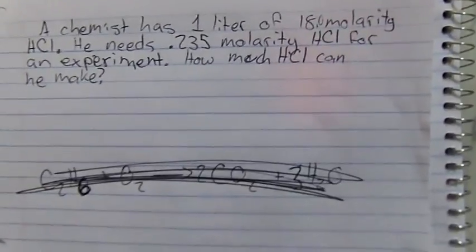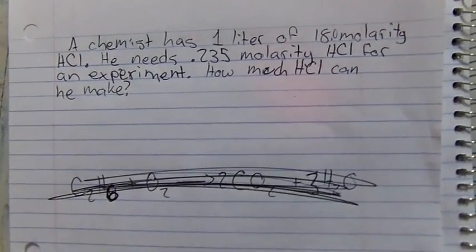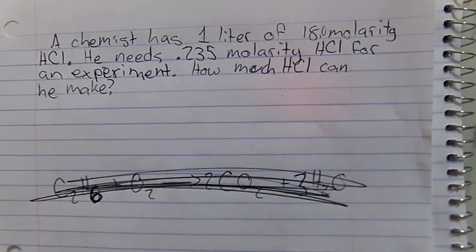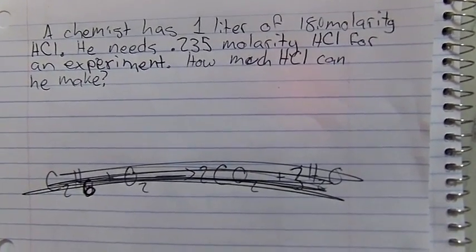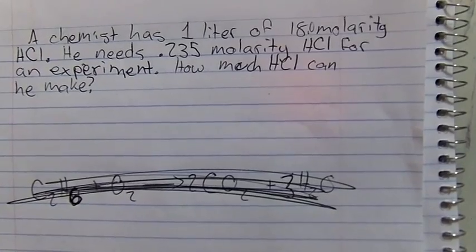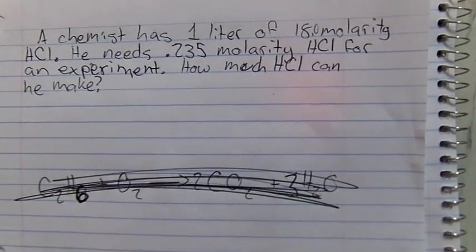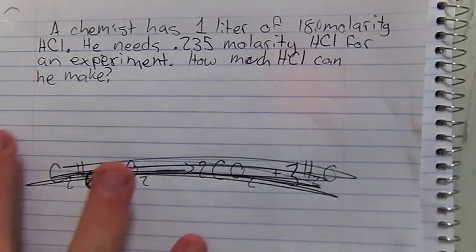So, a chemist has 1 liter, I give up on spelling, of 18 molarity hydrochloric acid. He needs 0.235 molarity hydrochloric acid for an experiment. Wow, I'm bad today. How much hydrochloric acid can he make?